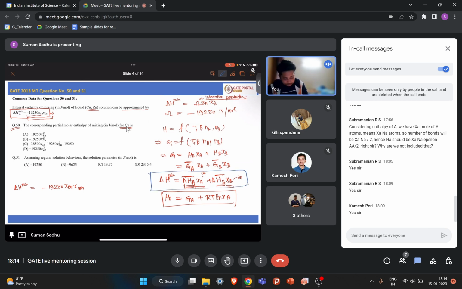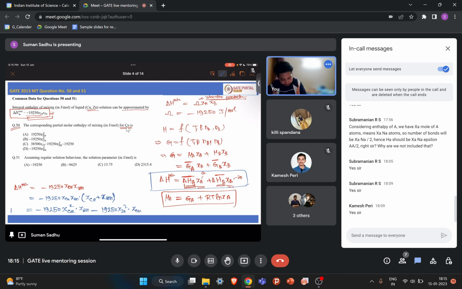So now let us rewrite or rearrange this equation. 19250 X of copper, X of zinc, and multiply it by X of copper plus X of zinc. So this is 1, right? It doesn't matter if we multiply something by 1, it will be the same thing. So now if you rewrite the equation, we get 19250 X of copper square into X of Zn minus 19250 X of Zn square into X of copper.